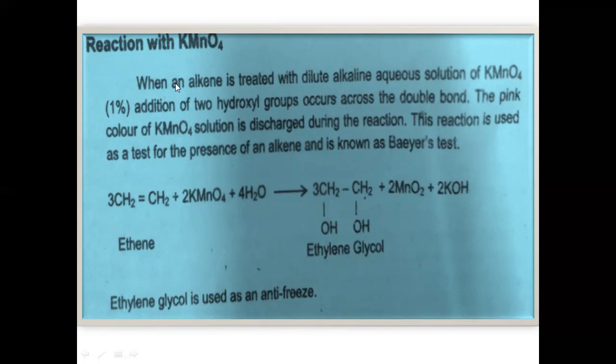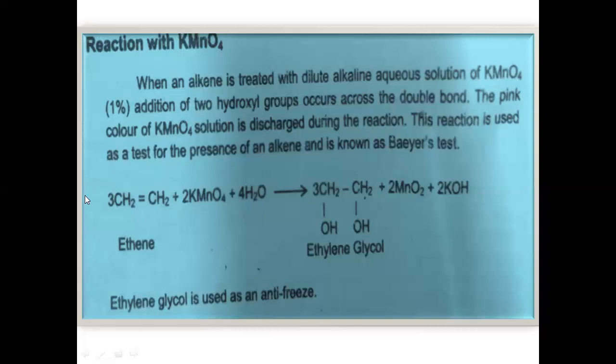In Bayer test, an alkene is treated with dilute alkaline aqueous solution of potassium permanganate. Alkaline means we will add a base to it, so adding potassium permanganate in a base will make it an alkaline solution. 1% means you will make a 1% potassium permanganate alkaline solution. What will happen? Addition of two hydroxyl groups occurs across the double bond.